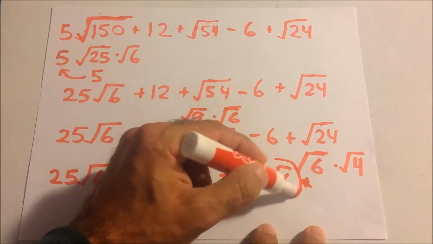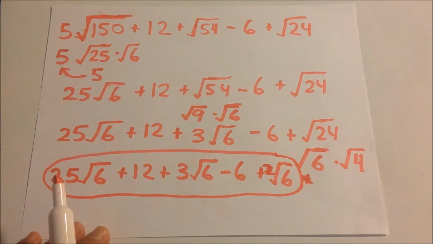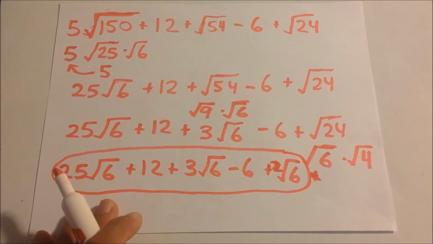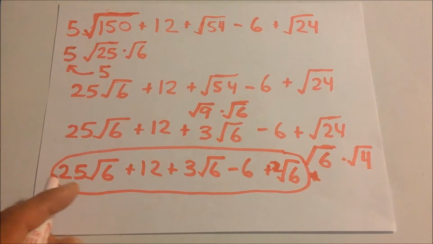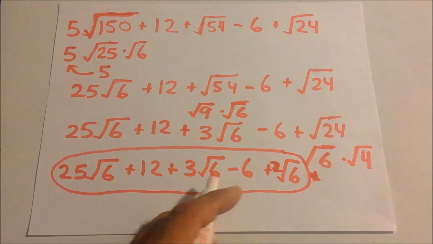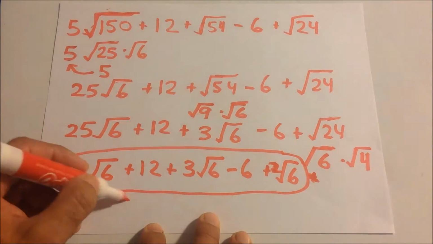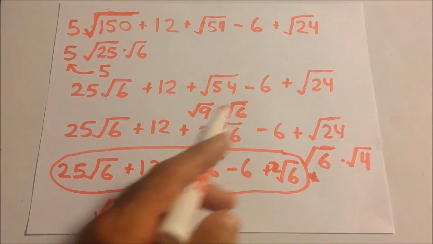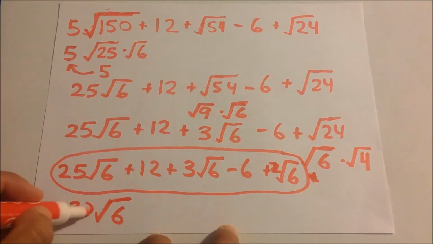So let me circle this part. Not done yet. So now look for any signs like radicands that are equal. So we have a 6 here, 6 here, 6 here. We can combine all of that. We can combine the 25 square root of 6, the 3 square root of 6, and the 2 square root of 6. So we're going to have a square root of 6 here, and 25 plus 3 plus 2 is 30. So we have a 30 square root of 6 right there.